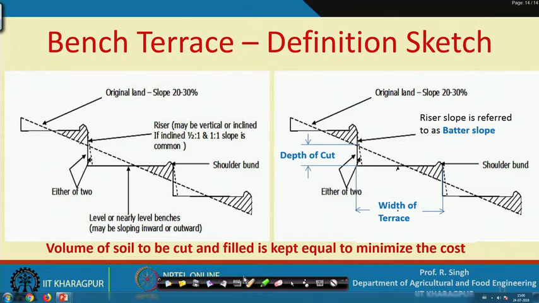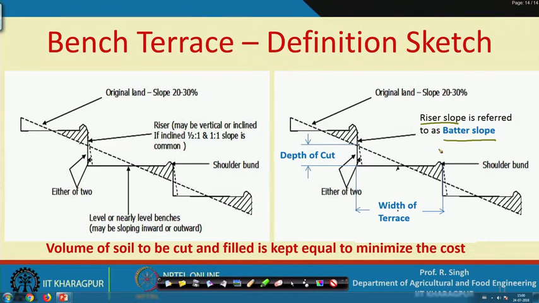Then this is a little bit detailed definition sketch of bench terrace. Already we have seen this, but the important point here is the riser slope which we talked about. It may be vertical, or it may have a slope of half is to 1 or 1 is to 1, that is referred to as batter slope. So, whenever we say batter slope, it simply means the slope of the riser we are talking about.